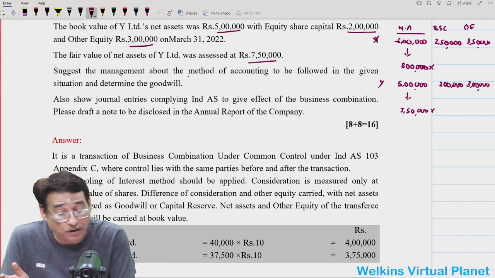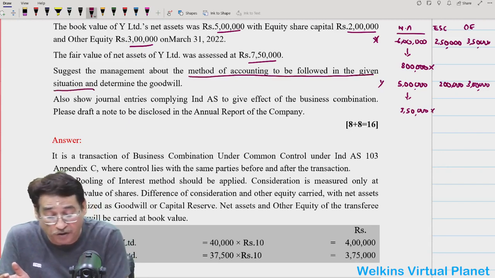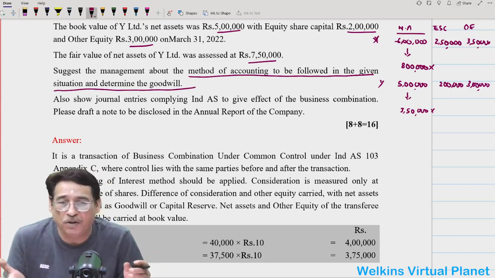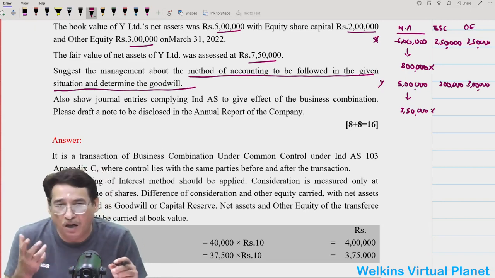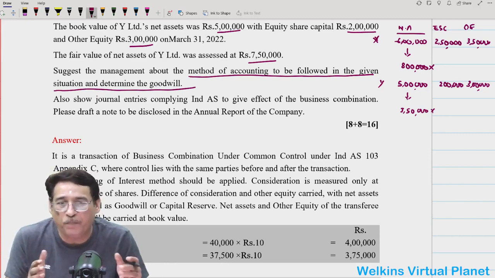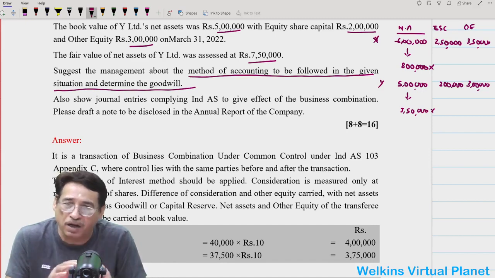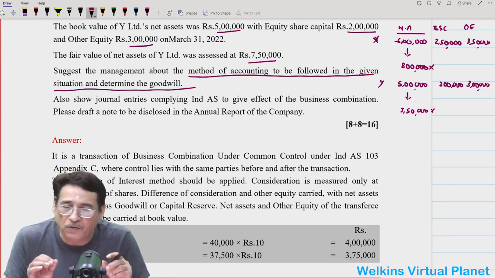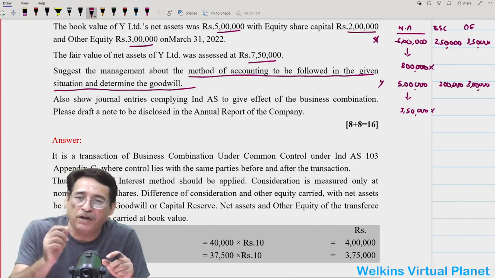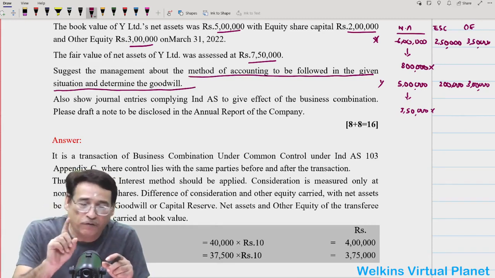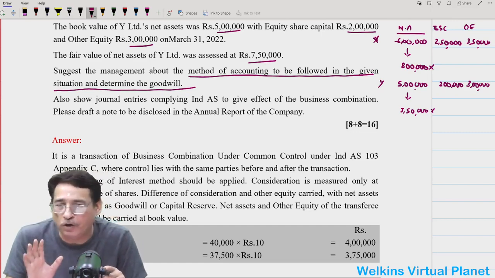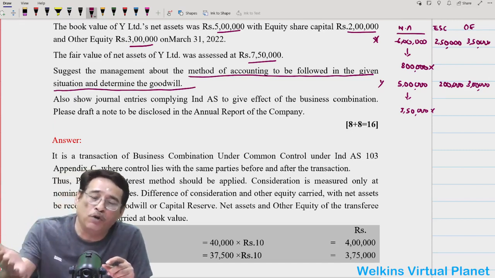Suggest to the management the method of accounting to be followed in the given situation and determine the amount of goodwill as per Appendix C. Because regarding common control under Ind AS 103, under Appendix C, some guidelines are given. If the control lies with the same party before and after the transaction, then it becomes a case of common control. If it is a case of common control, then in the books of the acquirer, we will pass the entry in this manner. All the assets will be taken over not at fair value, rather at book value. All the liabilities will be taken over at book value only. And besides that, we will also take over their other equity.